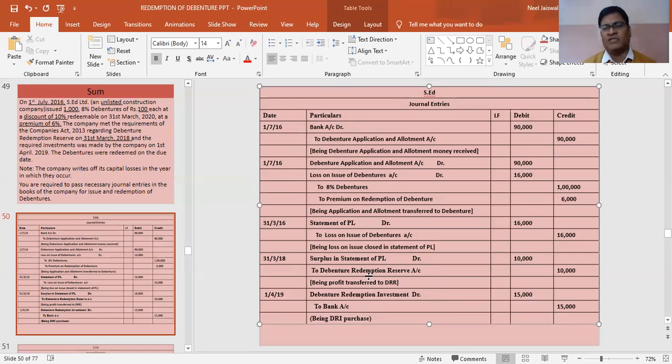So we are creating that only. Surplus in statement of PL to debenture redemption reserve. We have assumed that there is surplus. 10,000 to 10,000. Surplus in statement of PL debit to debenture redemption reserve 10,000. So we have created DRR.